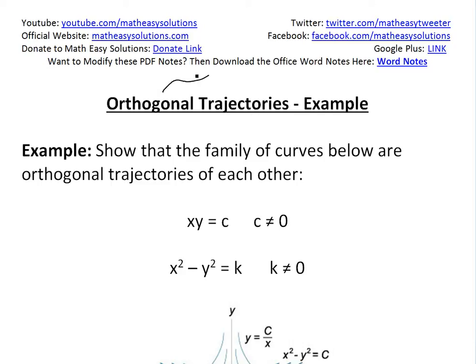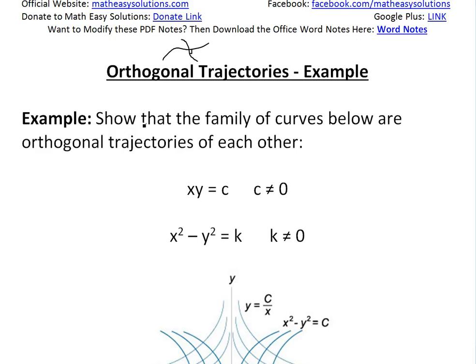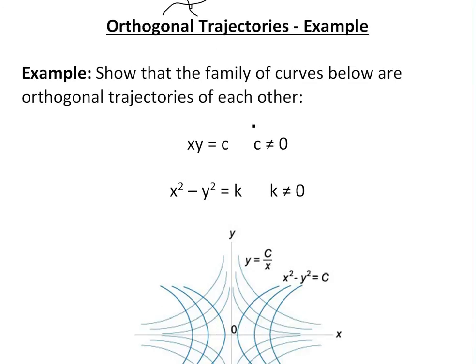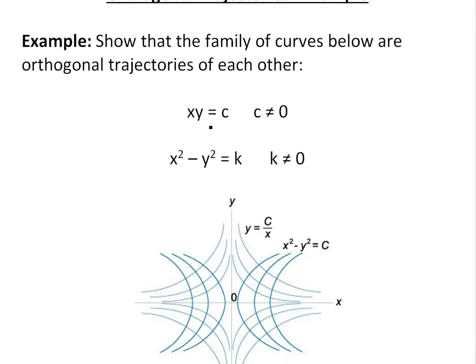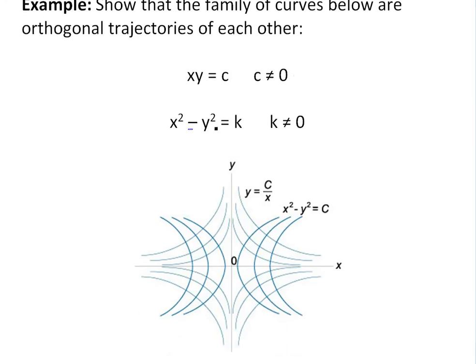If you have a curve like this, and another curve, at every point you're going to have a perpendicular line, or a 90-degree line. The example says here, show that the family of curves below are orthogonal trajectories of each other. These are the two curves: xy equals c, where c is not equal to 0, and x squared minus y squared equals k, where k is not equal to 0.